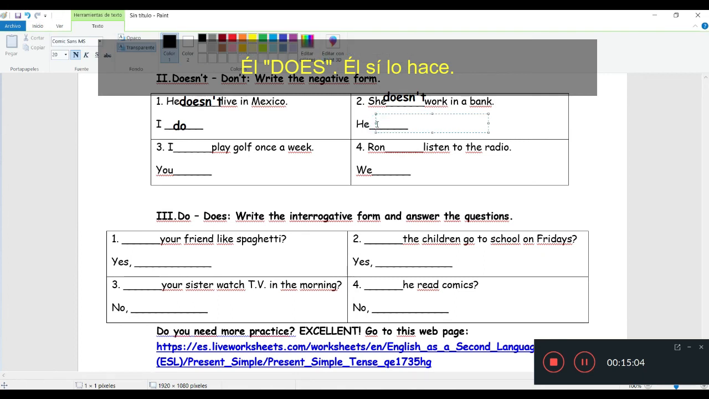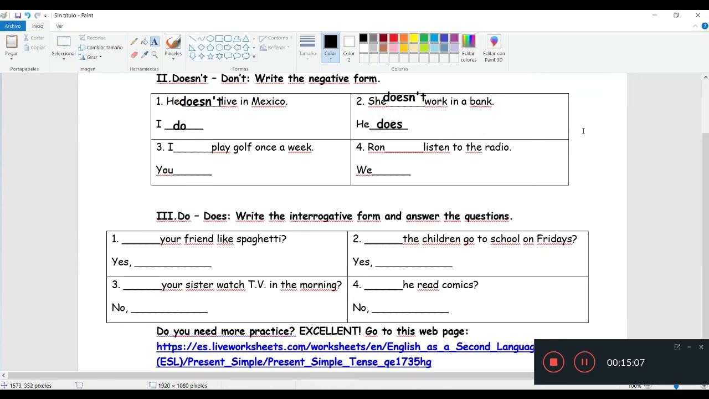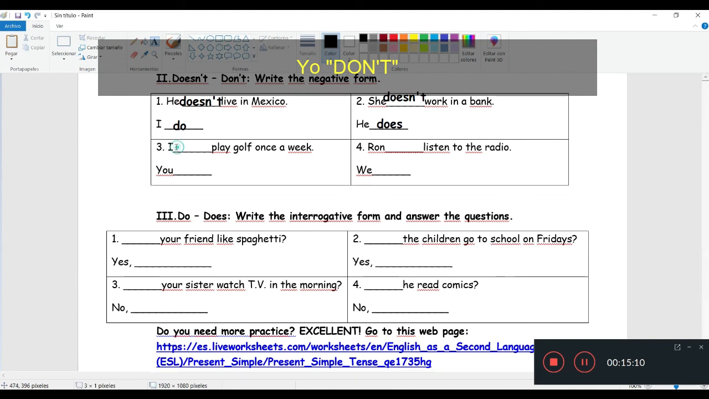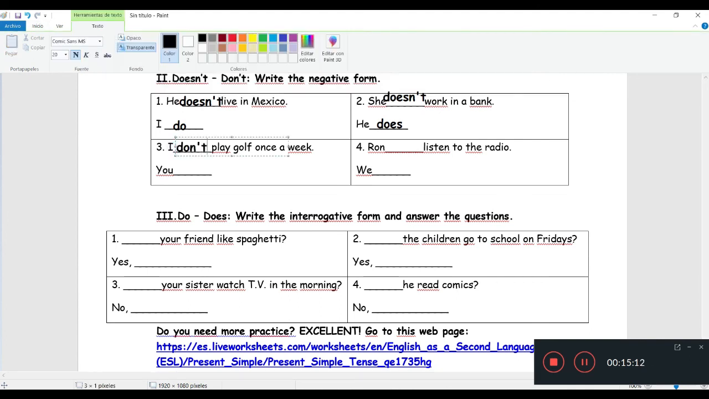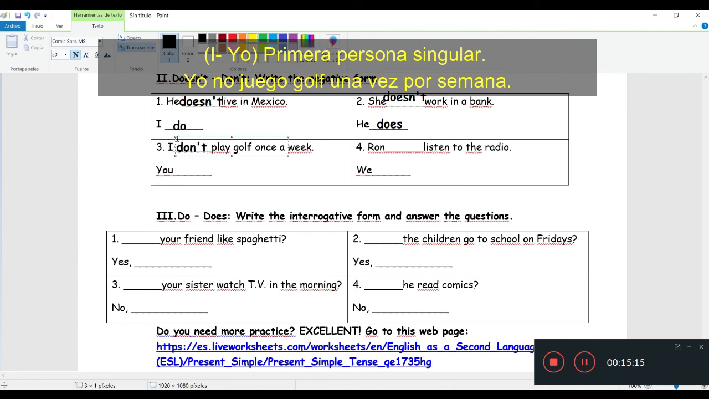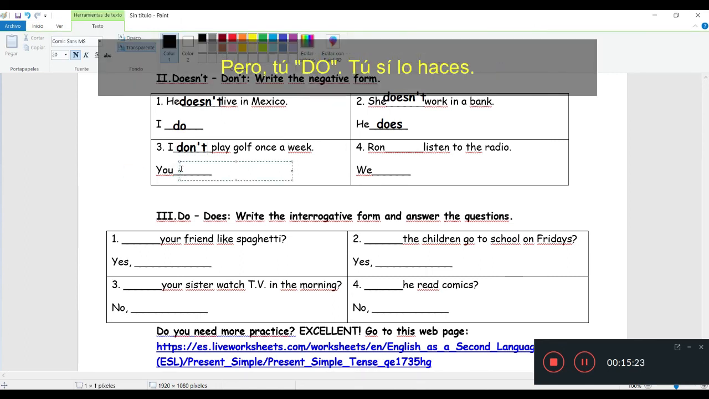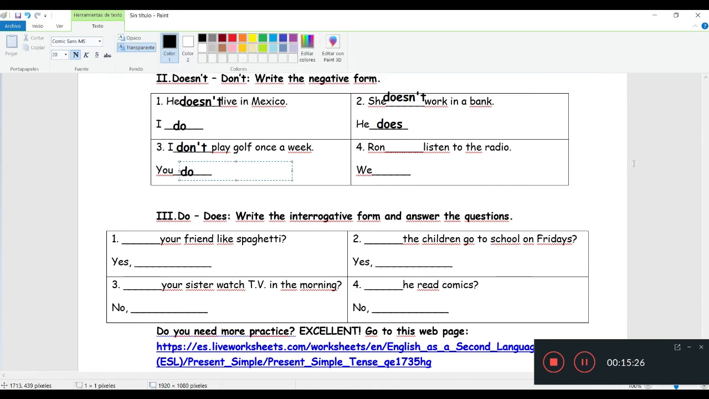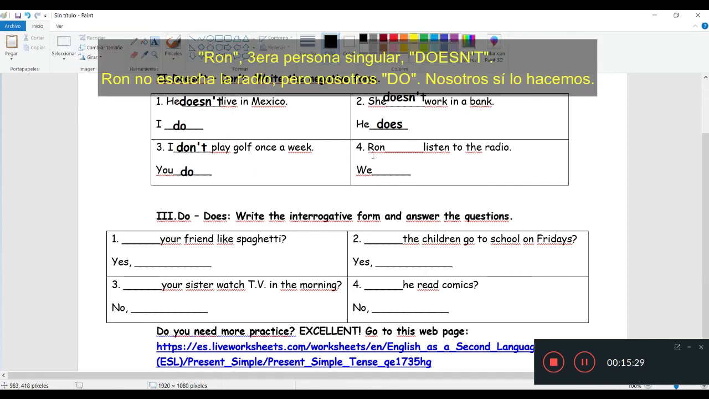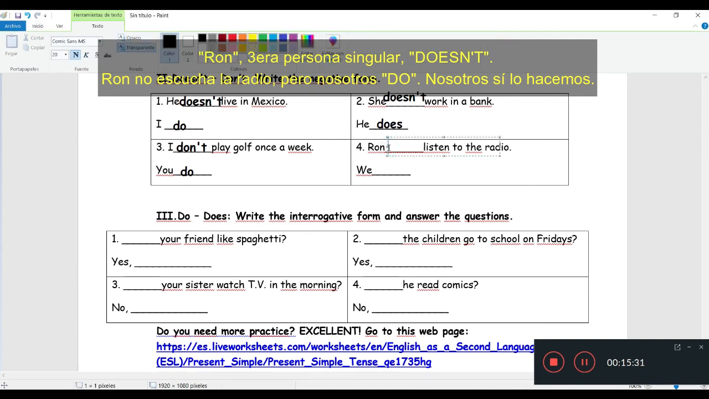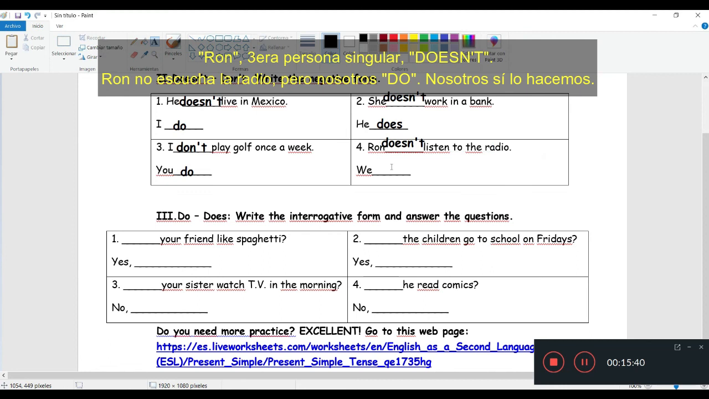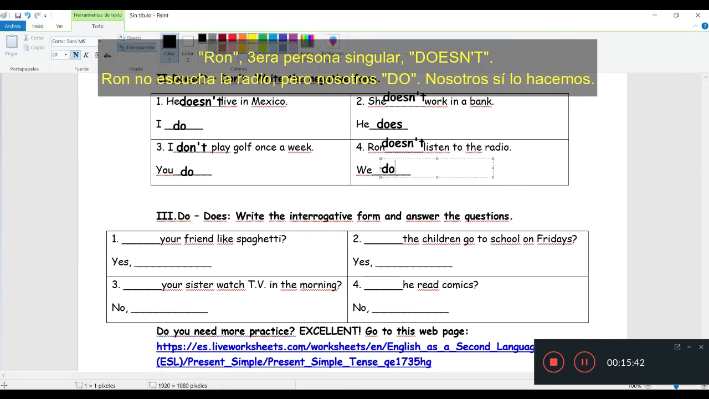He does. I don't. Singular. First person singular. I don't play golf once a week, but you do. Ron, third person singular, doesn't. Ron doesn't listen to the radio, but we do.